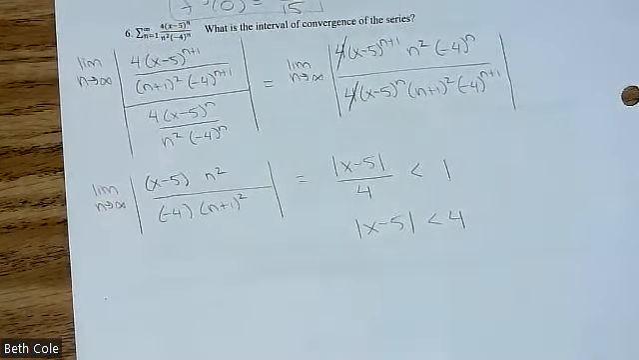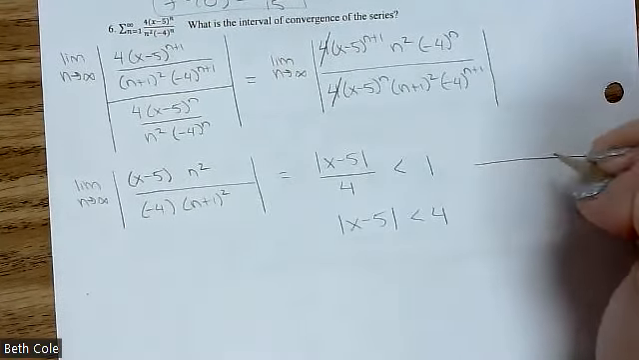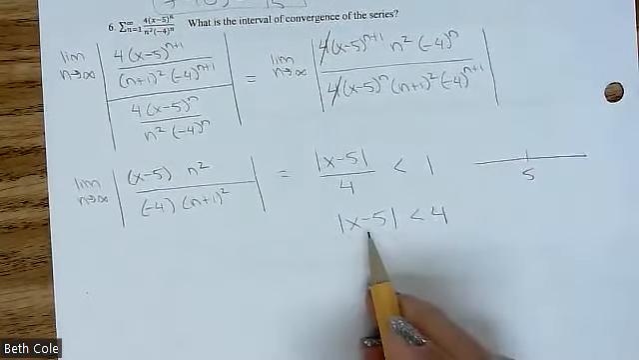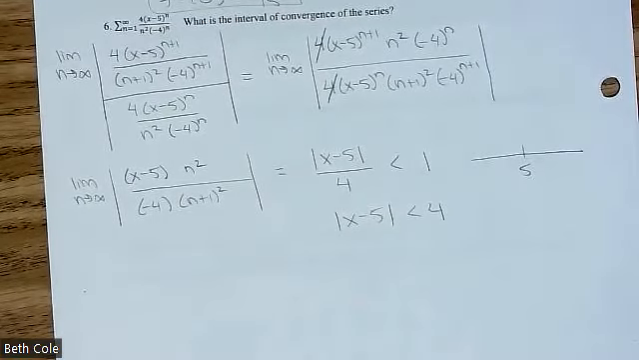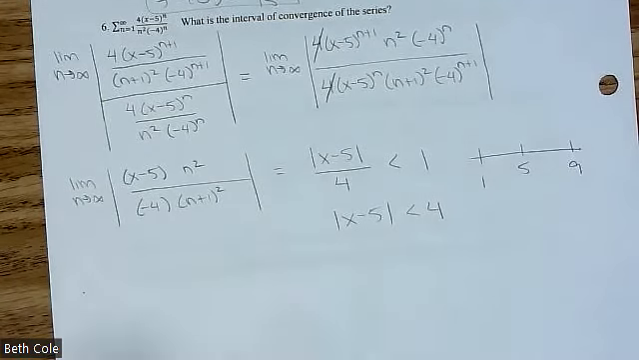So less than 4. And I always draw a little graph because I think it helps to see the visual. This one is centered at 5. And you can go 4 units in each direction. So R is 4. So the values that we're going to have to test are 9 and 1. So we're halfway done with the problem. Now we're going to test the 1 and the 9 and see if we include them or not.